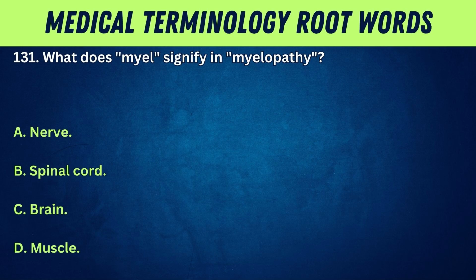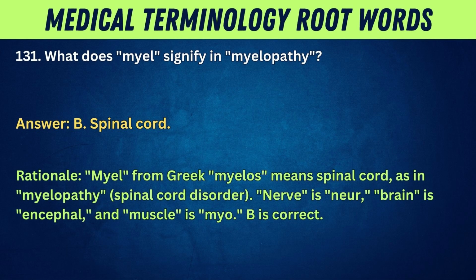131. What does myel signify in myelopathy? A. Nerve. B. Spinal cord. C. Brain. D. Muscle. Answer: B. Spinal cord. Rationale: myel from Greek myelos means spinal cord, as in myelopathy, spinal cord disorder. Nerve is neur, brain is encephal, and muscle is myo.